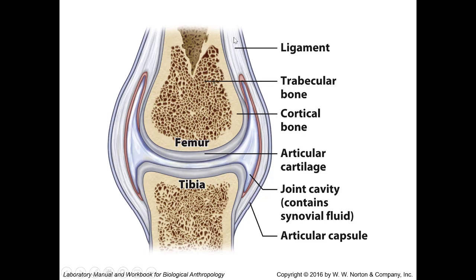So we have here our femur. We have our tibia, right? You have that space in between. In that space, which is your joint cavity, you have that synovial fluid. Our ligaments right here create that articular capsule. Here you have articular cartilage on the two sides of the bone, right? And remember, I said we're going to talk about it. This is not woven bone. It's what we call trabecular bone, and here is cortical bone.